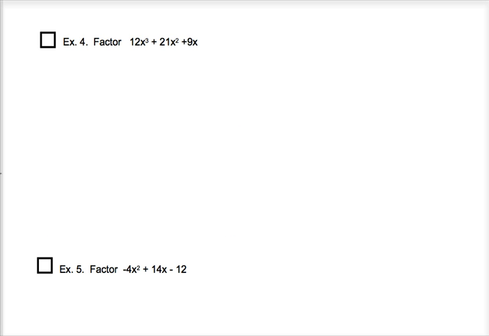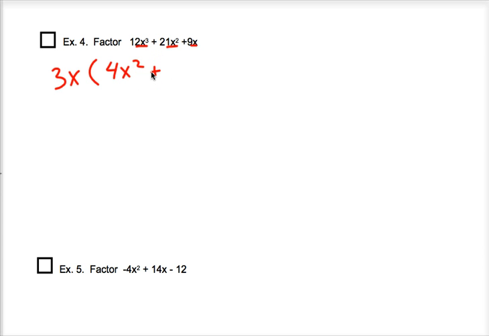So I've got 12x to the third plus 21x squared plus 9x. First step is to take out what they have in common. Well, what goes into 12, 21, and 9? I can take a 3 out. Not only can I take a 3 out, but they all have an x in them, so I can take an x out. So I've got 12x to the third divided by 3x. That's 4x squared.